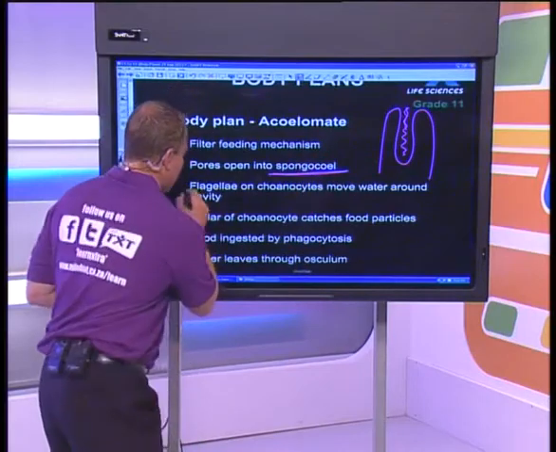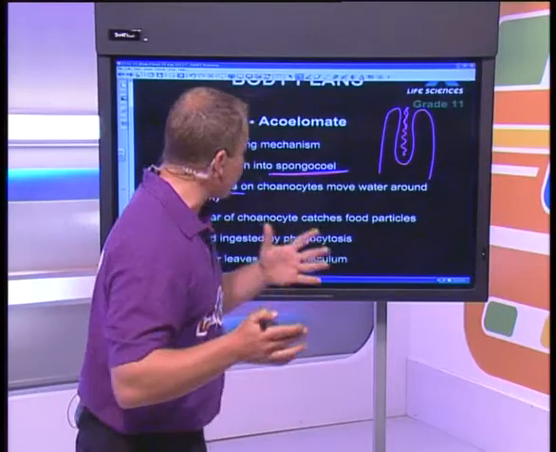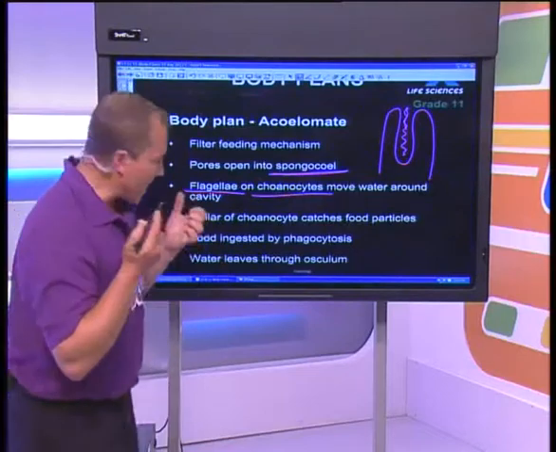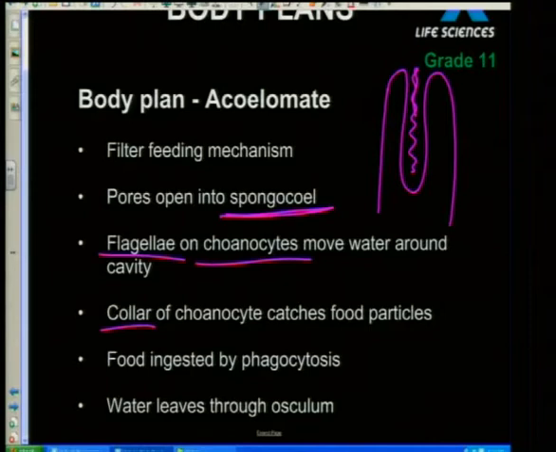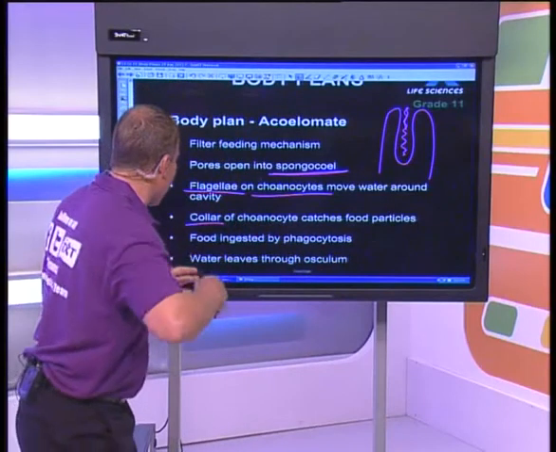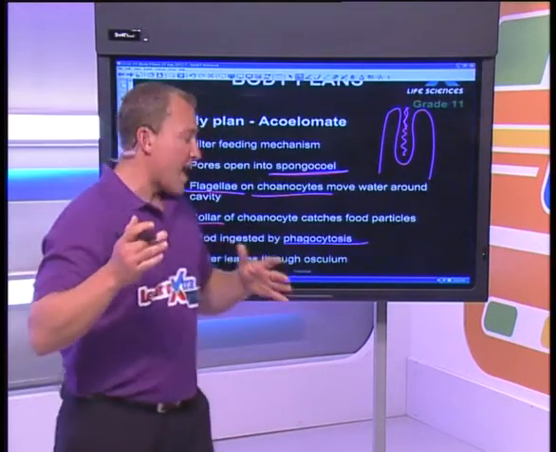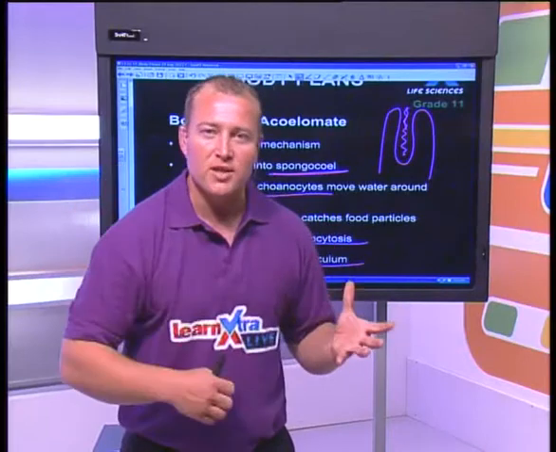Then I mentioned your flagella, which move, that make water move so that we can actually get water in. There are your choanocytes, moving water around. I mentioned that big word, well, the main man, it is the collar. The collar catches the food particles, passes it down, the food gets ingested by phagocytosis, very nice, and then water leaves through the osculum.